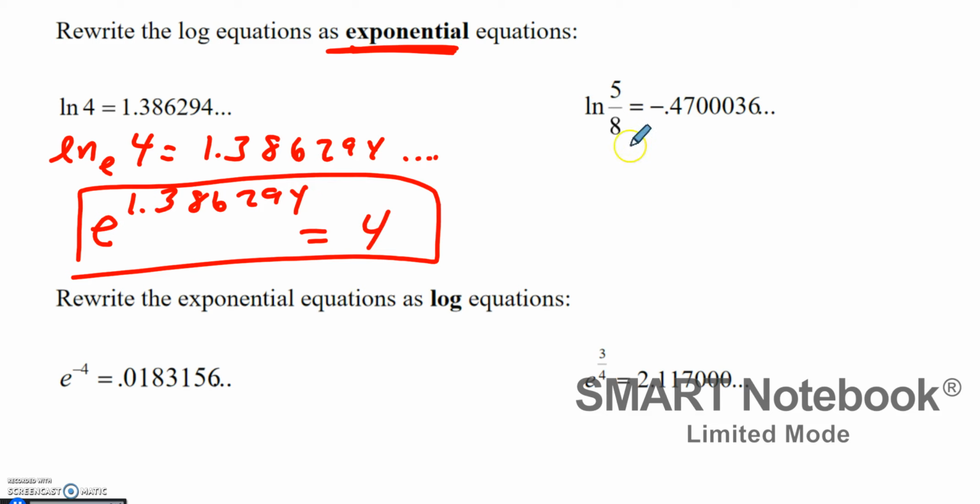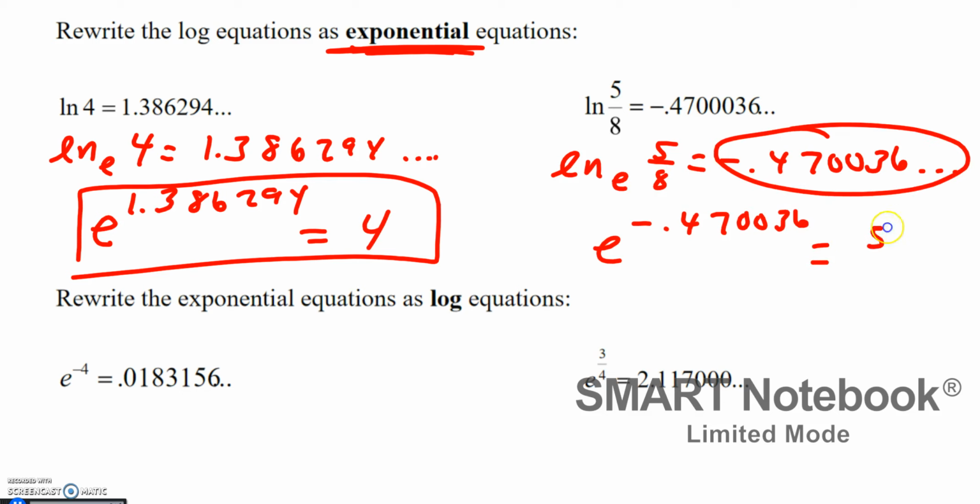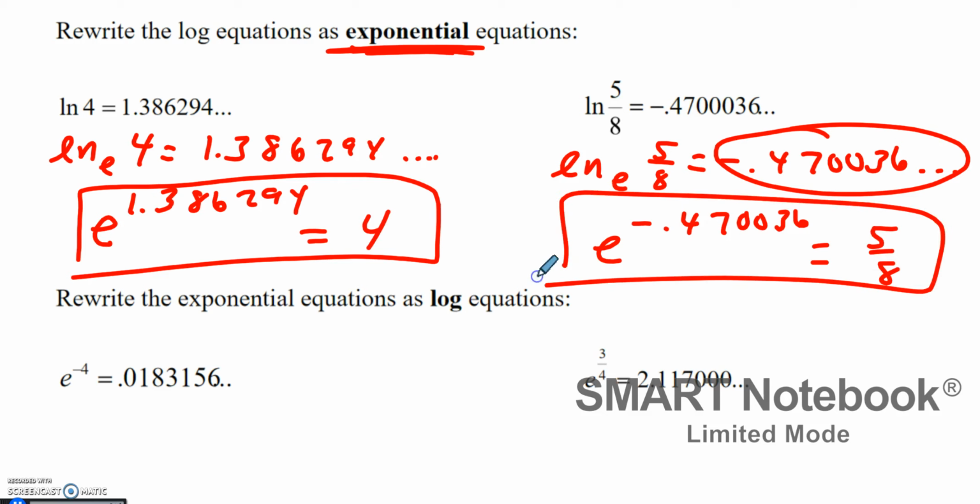If I change this one to an exponential, again, this really says log base e, or ln, of 5/8 equals negative 0.470036. So the base, if I'm changing this to an exponential, the base is e, the exponent is negative 0.470036, and so on, because logs are exponents, and that should be equal to 5/8. Again, if you don't believe me, feel free to type the e to the negative 0.470036 into the calculator, and the final result should be 5/8.